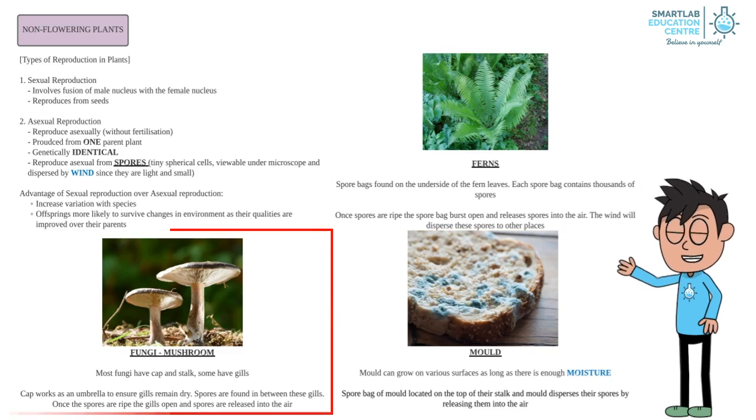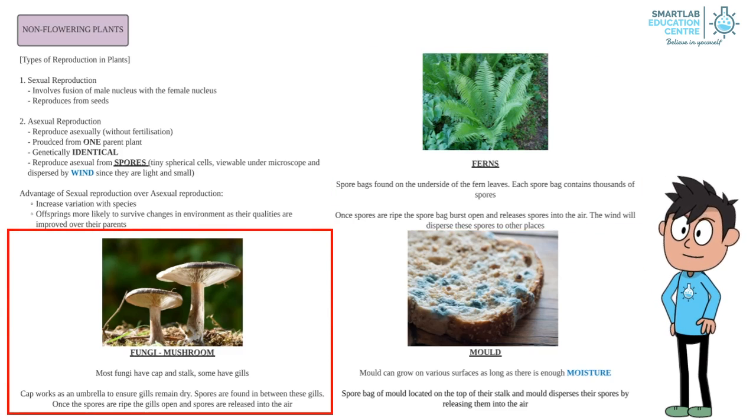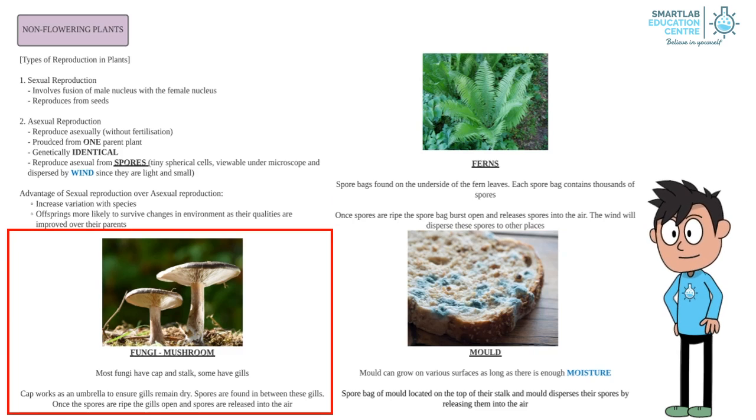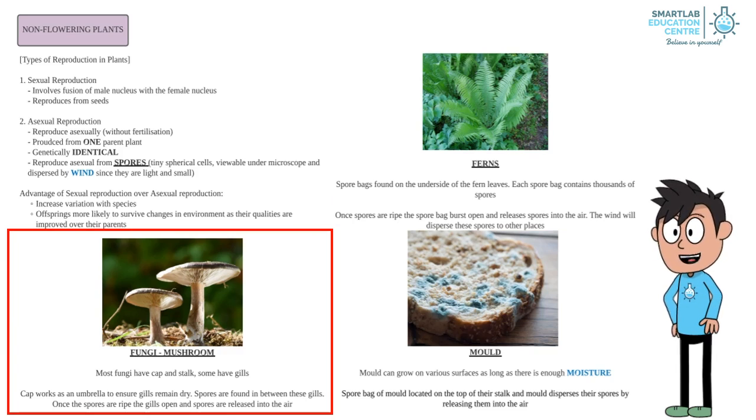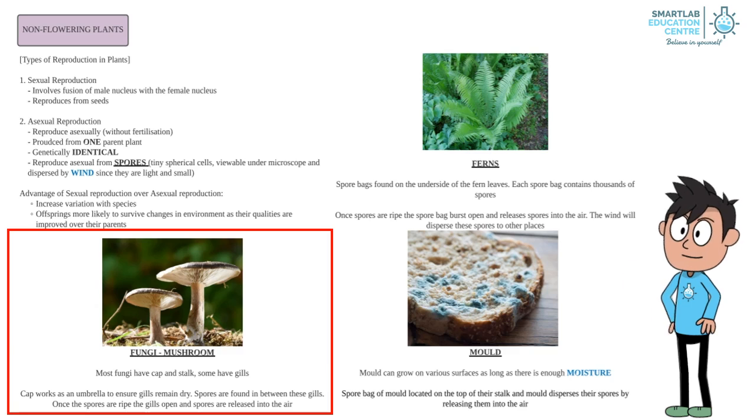Now, we will look at mushrooms, which are fungi. Most fungi have a stalk and cap, and some have gills. The cap works as an umbrella to ensure that the gills remain dry. Spores are found in between these gills. When the spores are ripe, the gills open, and spores are released into the air.